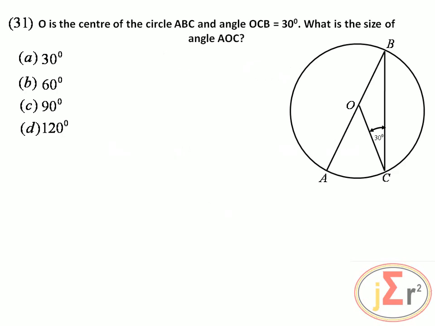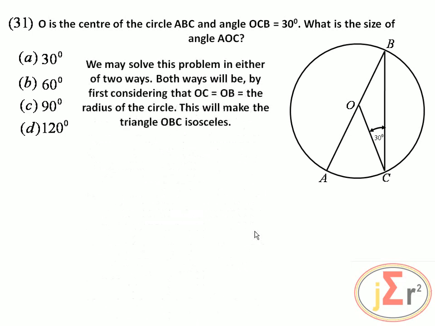Number 31. O is the center of the circle ABC, and angle OCB is equal to 30 degrees. What is the size of the angle AOC? We are looking at the angle AOC. That is the angle that we need to find the size of. But we may solve this problem in either of 2 ways.